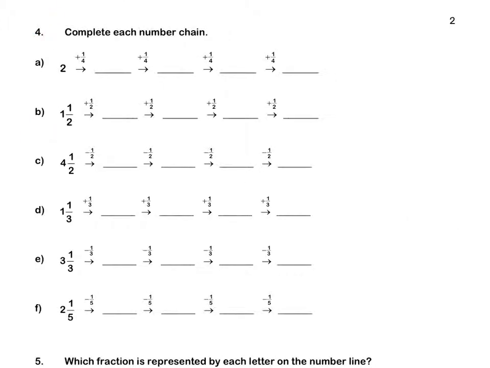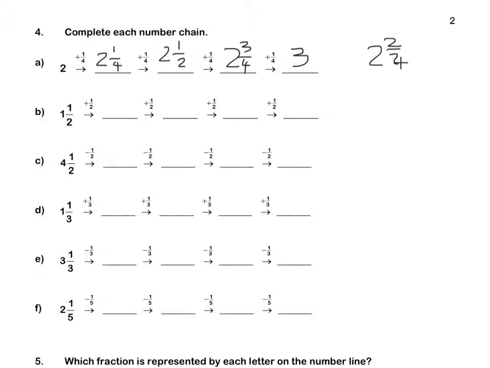Question 4. Complete each number chain. A. 2 plus a quarter is 2 and a quarter. 2 and a quarter plus a quarter is 2 and 2/4. Or we can write this as 2 and a half. Plus another quarter is going to be 2 and 3/4. And plus another quarter, we will have 2 and 4/4, or our next whole number, which is 3.